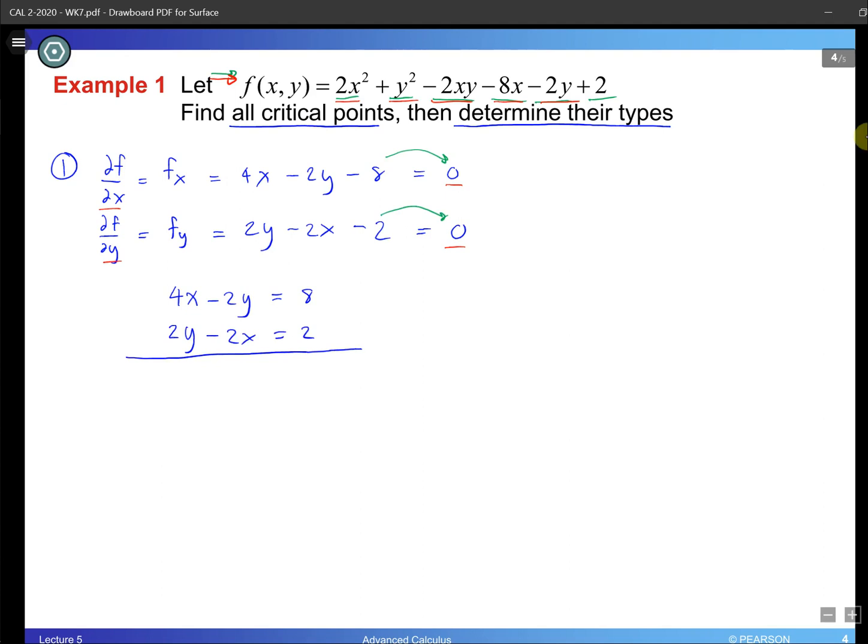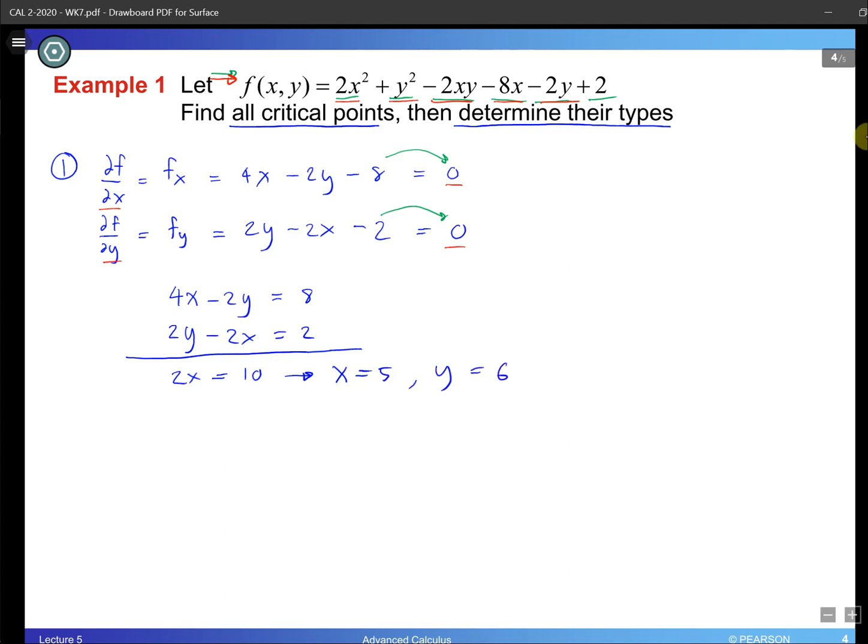Okay, 4x minus 2x, I get this 2x equal to the 10 on the other side, which means that I get this x equal to 5. Alright, by solving these two equations, I get x equal to 5, and then I plug this x equal to 5 into the equation, and then I get this y value out of that. Okay, y to be equal to 6.